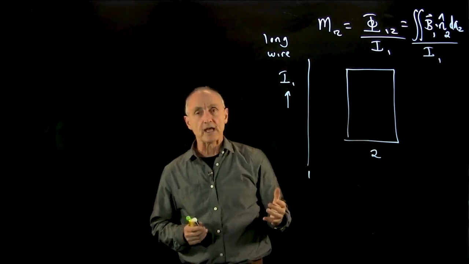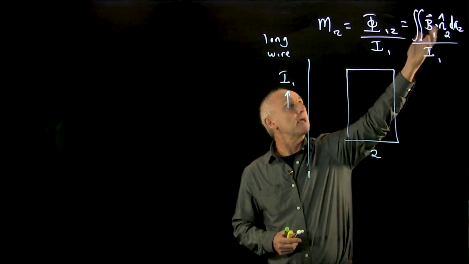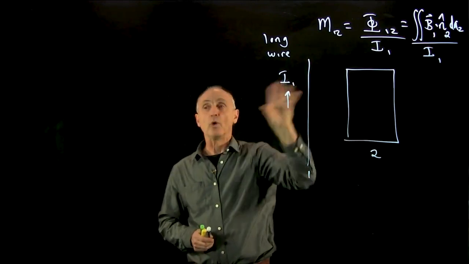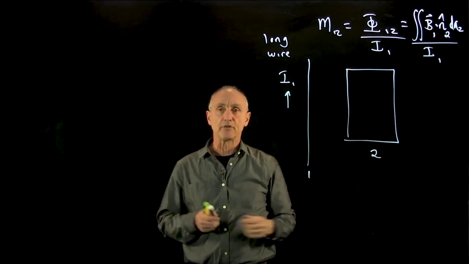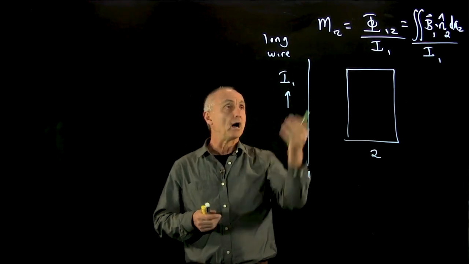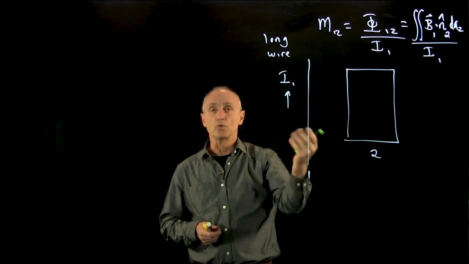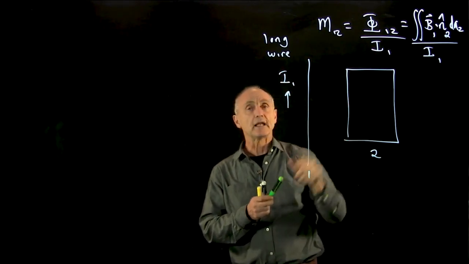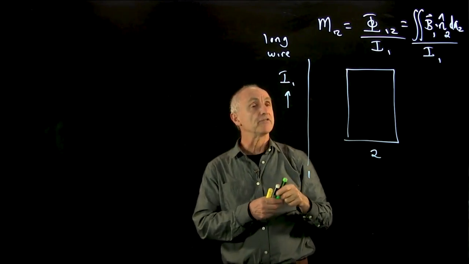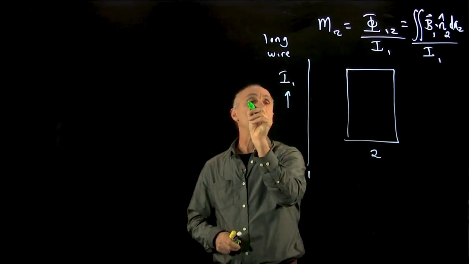Well, the first question I have to ask myself is, can I calculate the magnetic field from wire 1? I look at wire 1, and I recognize that this is a type of Amperian geometry. It's just a wire, and we can assume it's a very long wire, so I can use Ampere's law to calculate the field of wire 1. So I'll do it now.